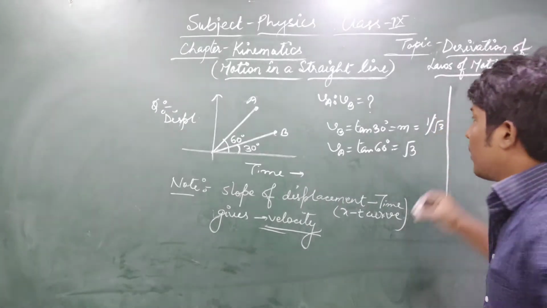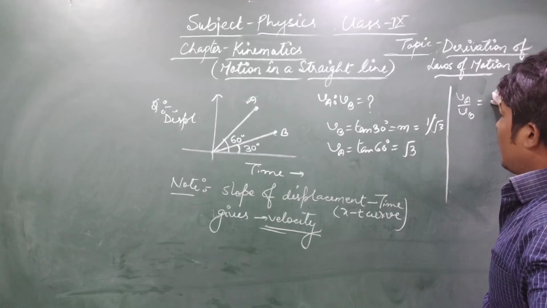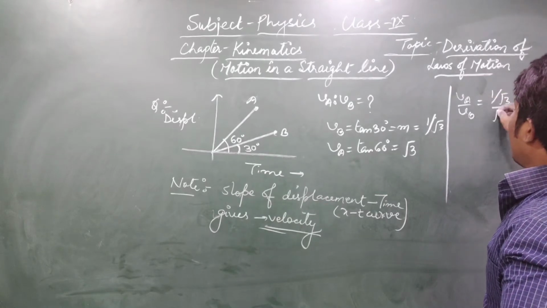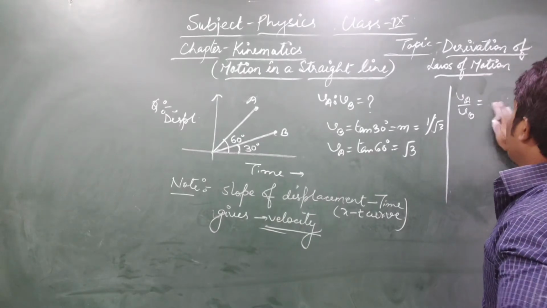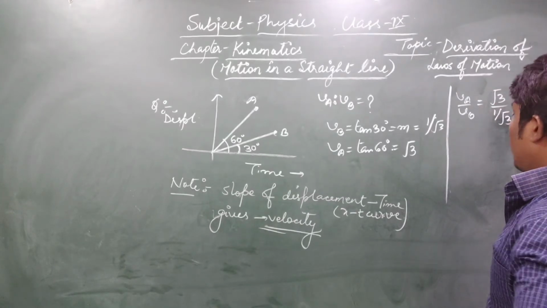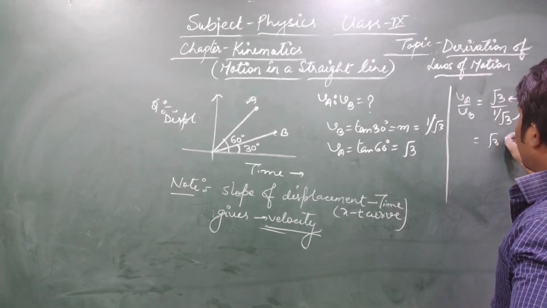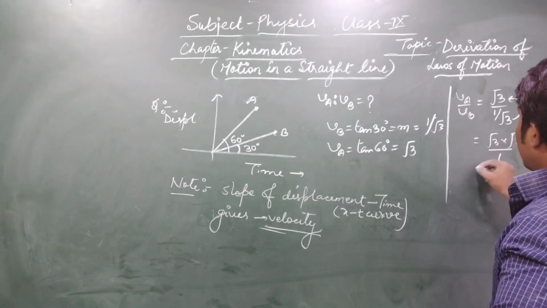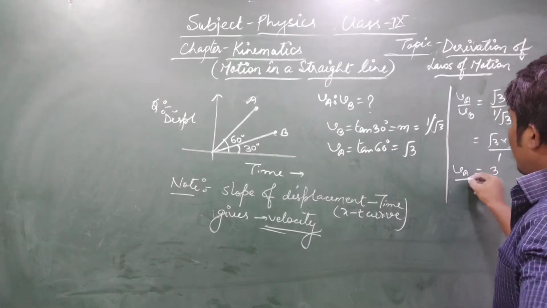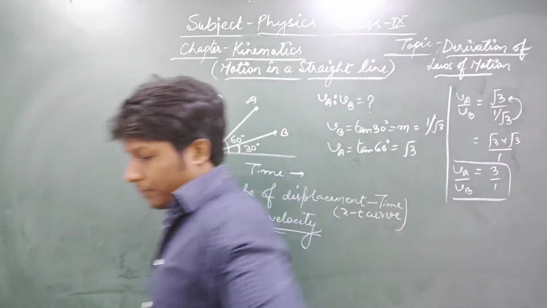Now you have to take the ratio VA by VB. VA is root 3, and VB is 1 by root 3. So the root 3 will go to the numerator, so it will be root 3 multiplied by root 3 by 1. Root 3 into root 3 is 3. So VA over VB will give you a 3:1 ratio.